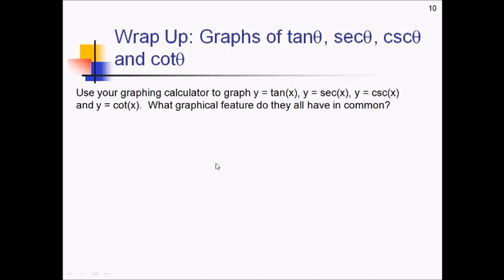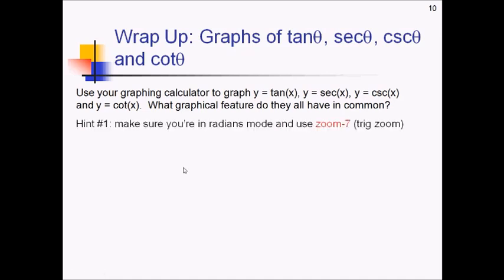Now, just a hint before you really dive into this. Two hints, actually. First one, make sure you're in radians mode. And then after you've entered these functions in the y equals, I would use zoom 7, which is a special trig zoom that gives you from negative 2 pi to positive 2 pi on the x-axis.